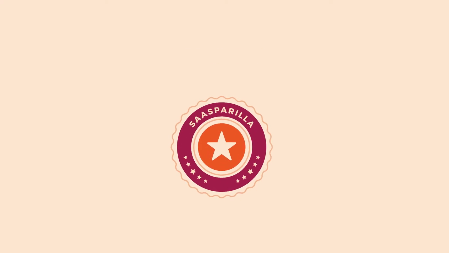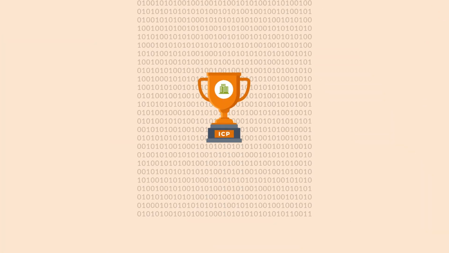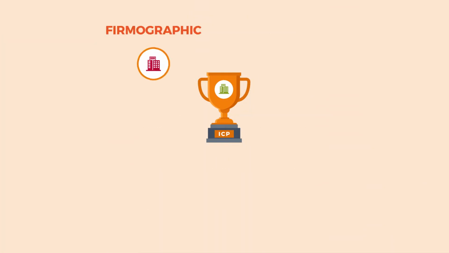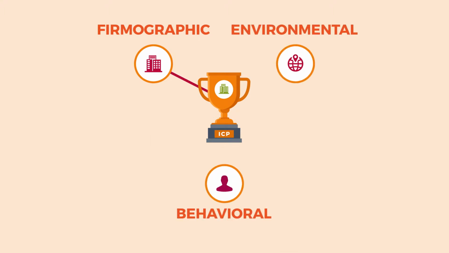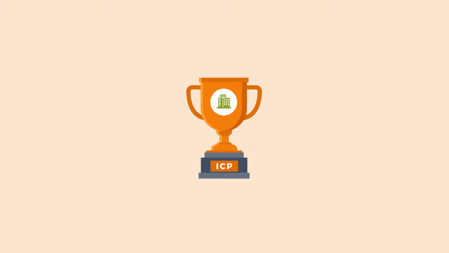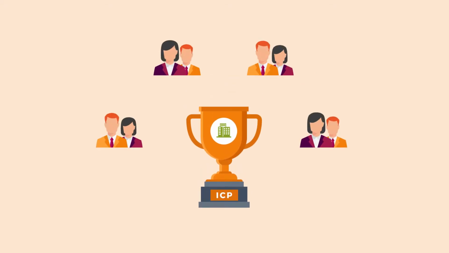Consider fictional tech company Sarsaparilla, a maker of supply chain management software in the beverage industry. Sarsaparilla just finished analyzing the best customers in their database to find the firmographic, environmental, and behavioral data patterns that make up their ideal customer profile. Now armed with their ICP, they can find similar accounts in the real world to target with ABM.